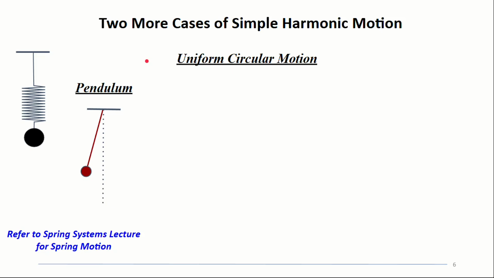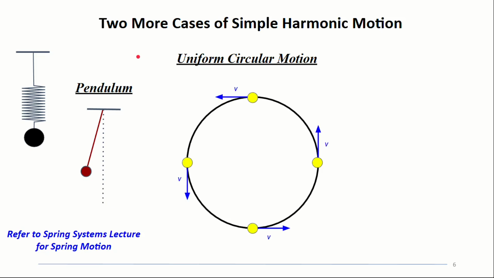But before we do that, let's take an interesting look at uniform circular motion. So uniform circular motion, we know that we have an object that's going around in a circle kind of like this. We know the velocity is going to be tangential to the circle, so you can clearly see that.